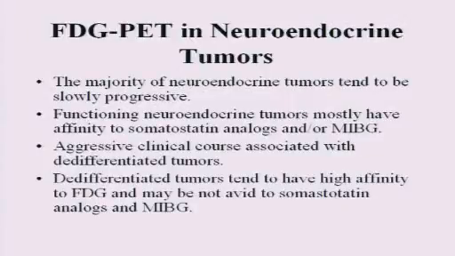Okay, FDG in neuroendocrine tumors. The majority of neuroendocrine tumors tend to be slowly progressive. There are functioning neuroendocrine tumors that have affinity to somatostatin analogs or MIBG or both. However, there are aggressive tumors that tend to be more FDG avid and less avid to somatostatin analogs and MIBG. FDG activity is associated with high proliferation of tumors.